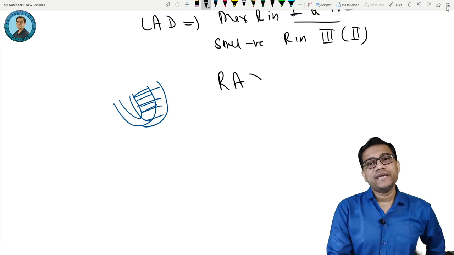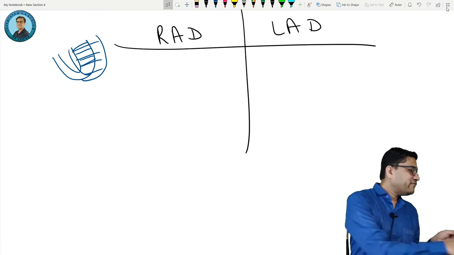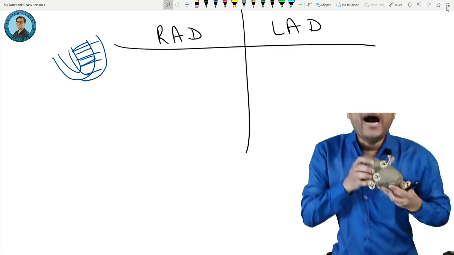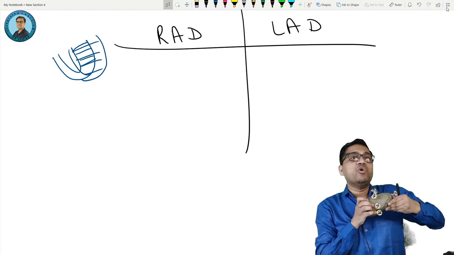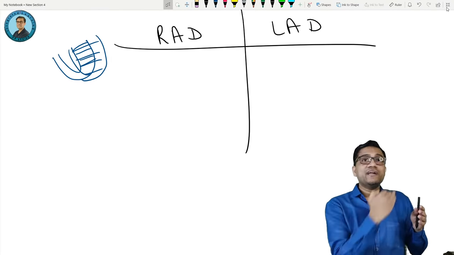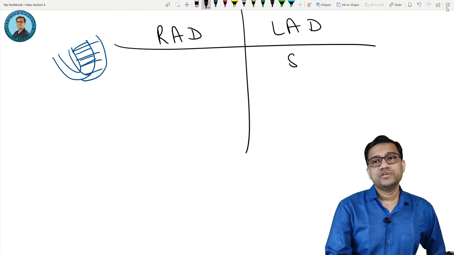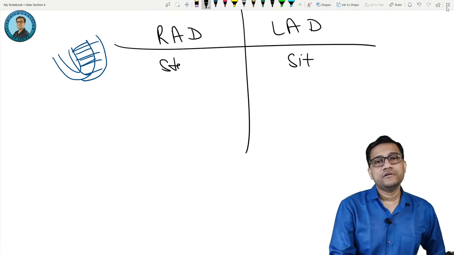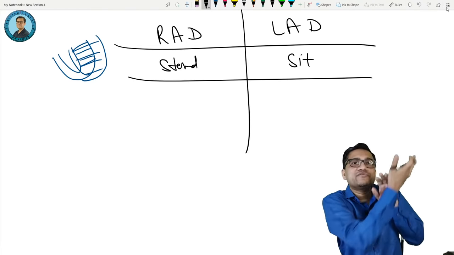RAD, LAD, I'm writing the causes. So physiological, very easy. If I am standing, my heart will go like this. If I sit, the diaphragm goes up and the heart will go to the left side. So sitting, left axis, standing, right. So sit and stand. Then pregnancy, diaphragm goes up, so again, the heart will shift to the left side.